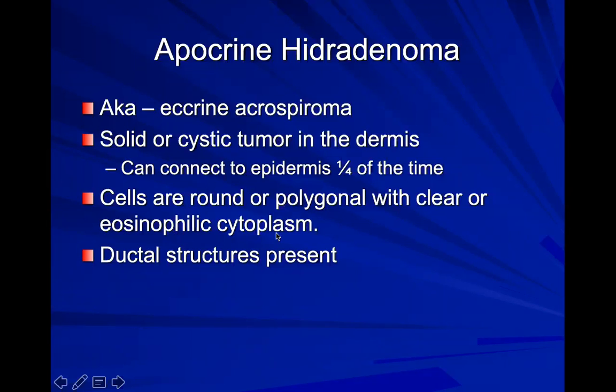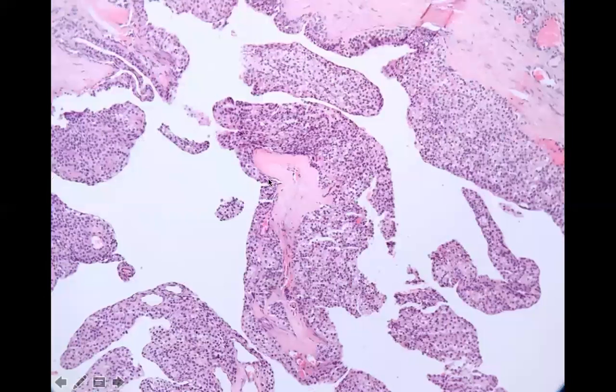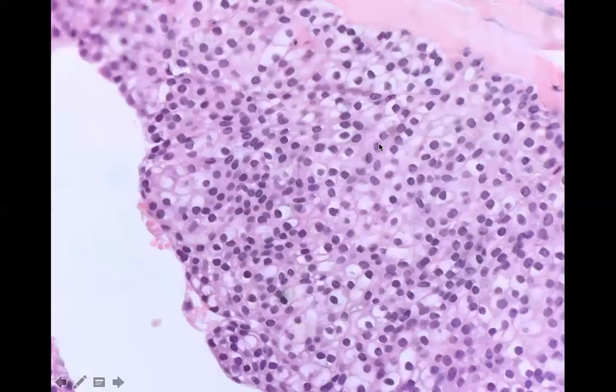And they can have a clear or an eosinophilic, meaning red, cytoplasm, and you'll see the ductal structures. So here you see this structure in the dermis. You get a lot of the cystic space. You don't necessarily have it. It could be solid, cystic, could be like little aggregates, and you can see it's a more pale cell. And when you look up close, you see the shape is a little bit more polygonal rather than just perfectly round, but it's still ductal. It still has spaces that have fluid as opposed to making keratin.